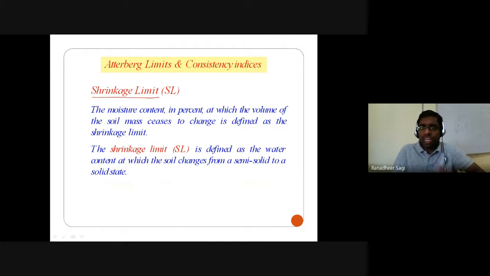Now, how are we defining the shrinkage limit? It is the water content at which the soil sample changes from a solid state to a semi-solid state, or semi-solid to a solid state. That water content is what we call the shrinkage limit value of the soil. That is one way of defining shrinkage limit. The other way of defining it is the water content at which a further decrease in water content in the soil does not cause any change in the volume of the soil. Such water content is what we call the shrinkage limit.